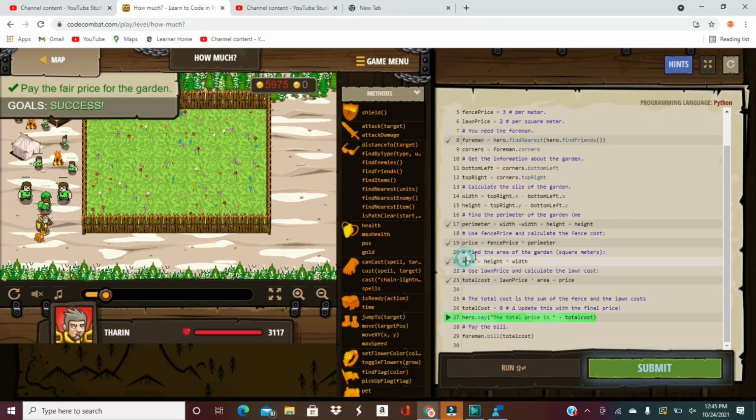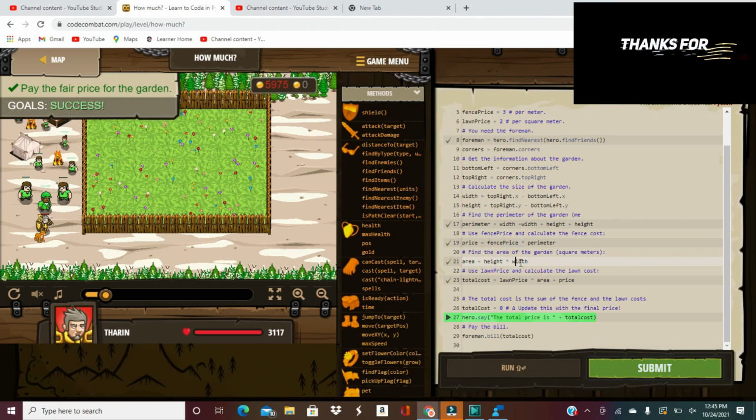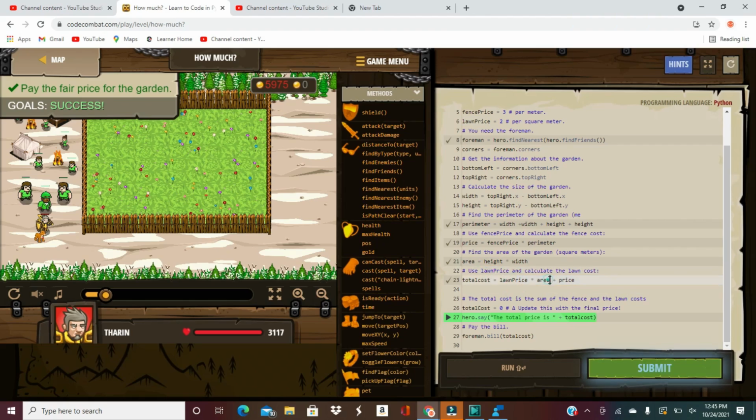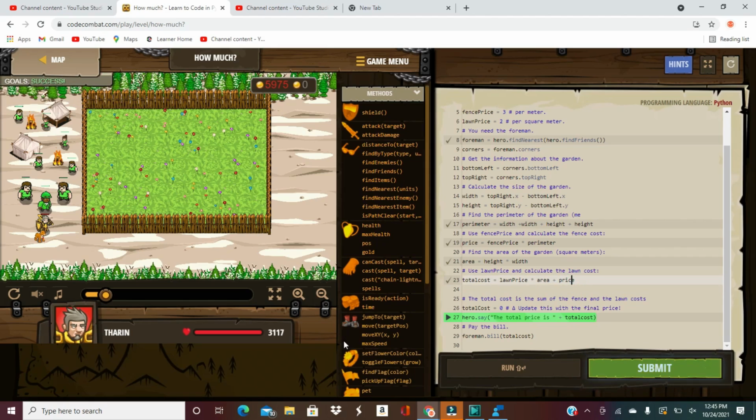Then you find the area, which is h times w, or breadth times w, or whatever you want to call it. Use lawn price to calculate the lawn cost. So total cost is lawn price times area. Yes, so that's it. But we forgot to add the price of the fence, because we need the fences too to protect it from whatever animals are there lurking in the mountains. So we get the lawn price times the area to get the cost of the whole thing, the main garden. Then we add the fence price so that we get the right amounts.